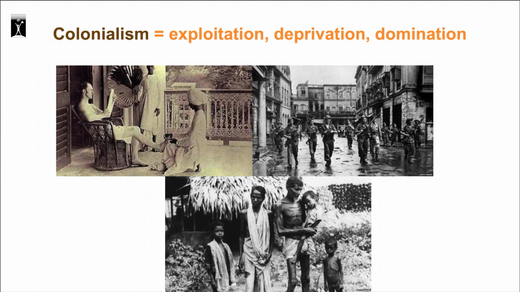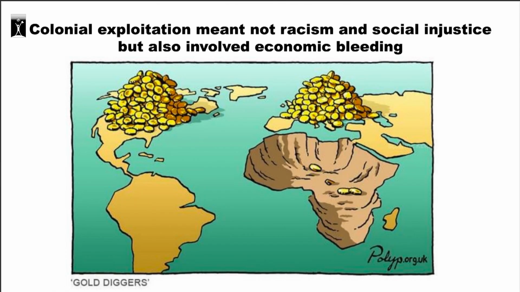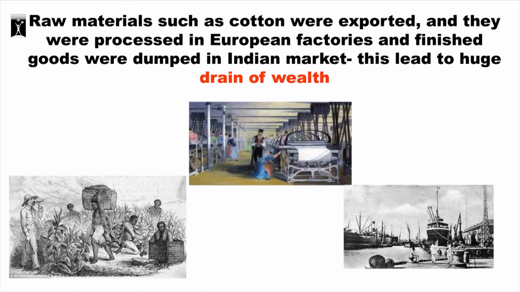Colonialism, if you look at what actually happened during colonialism, it was exploitation, deprivation and domination. All three were essential characteristics of colonialism. Colonialism also meant not just social injustice and racism, but also economic bleeding. The cotton, for example, was grown in countries like India, and the raw cotton was taken to Europe, where it was made into goods, and the goods were brought back to countries like India, and the market was flooded with this produced good, and thereby the value-added economic money was transferred to Europe.